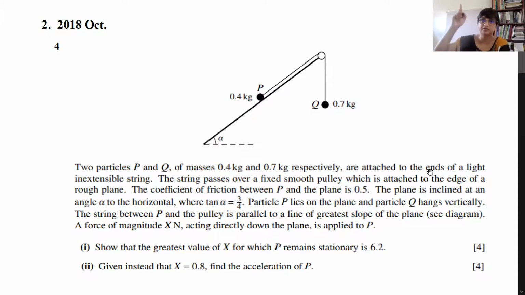So there's a pulley at the top of the ramp. Pulley. And then the string is going over the pulley. One particle is hanging down like that. This is here.